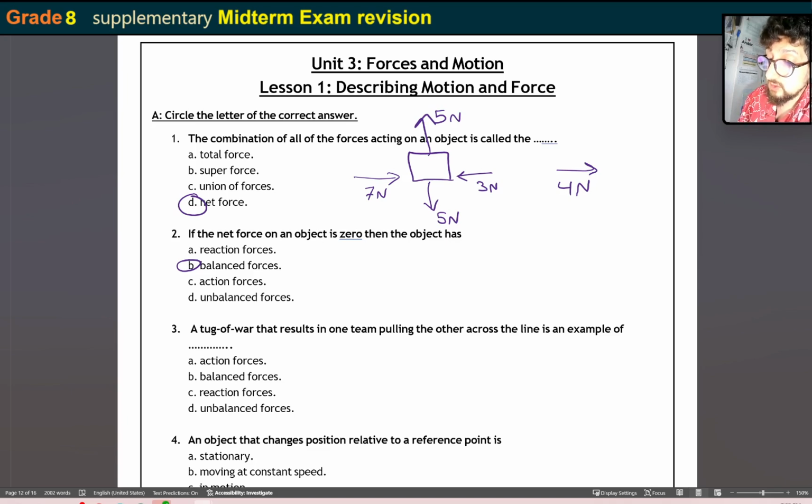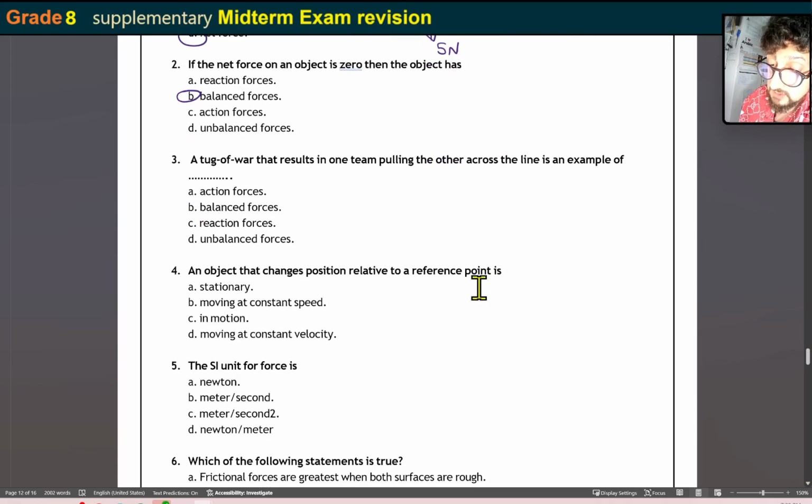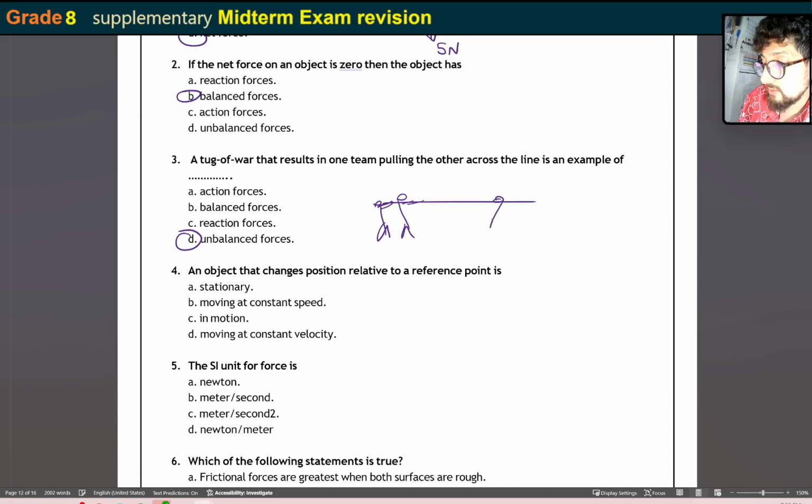So one of those two options. Okay? But certainly the object has balanced forces. A tug of war that results in one team pulling the other across the line is an example of unbalanced forces. So think about it. If one team is pulling this way and one team is pulling this way, but this team has gone past the line, so that is an unbalanced force because these guys are pulling with a stronger force.